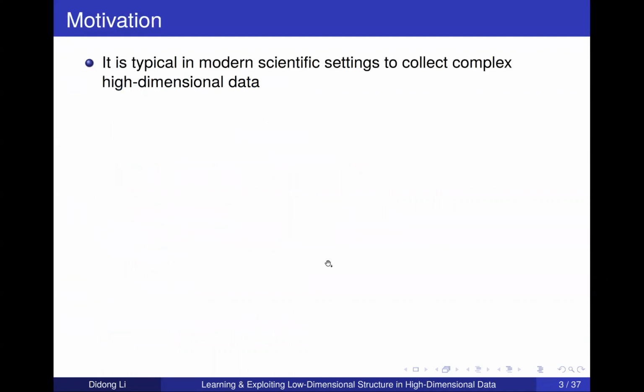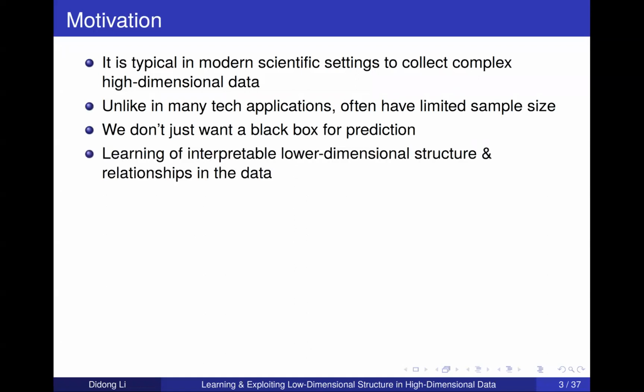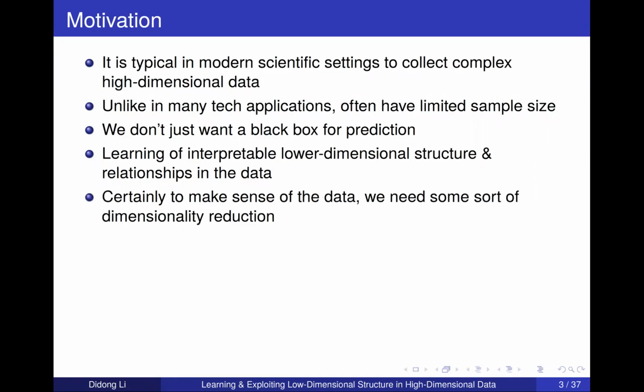It's very common to collect complex high-dimensional data. And in some settings, we have a limited sample size. We don't just want a black box for prediction. We want to learn what is happening inside the box. That means we want to learn and interpret low-dimensional structure and relations in the data. So we need some sort of dimension reduction, which is a very popular area.